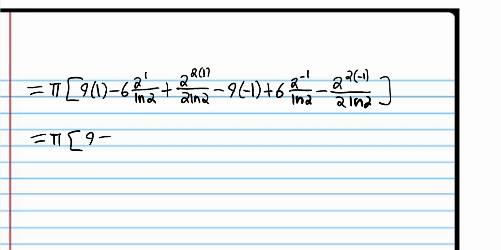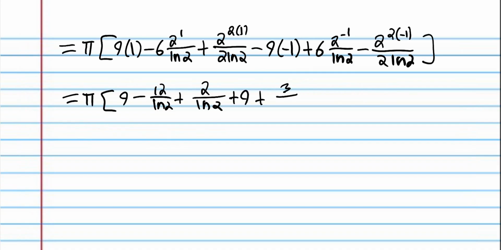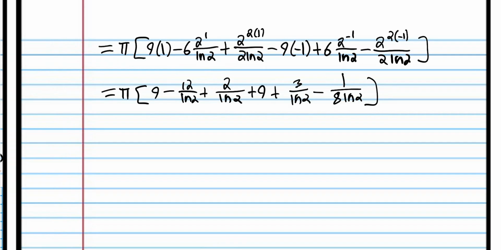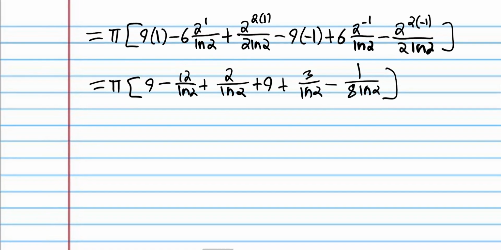So we can simplify. And we have 3 over natural log 2. This goes down. You have 6 divided by 2 is 3. We have 2 to the negative 2 power becomes 1 over 2 to the positive 2 power. 2 to the 2 power is 4. 4 times 2 is 8. So we have 1 over 8 natural log 2. So I'm going through this kind of quickly because I don't want to bore you with a lot of math here.